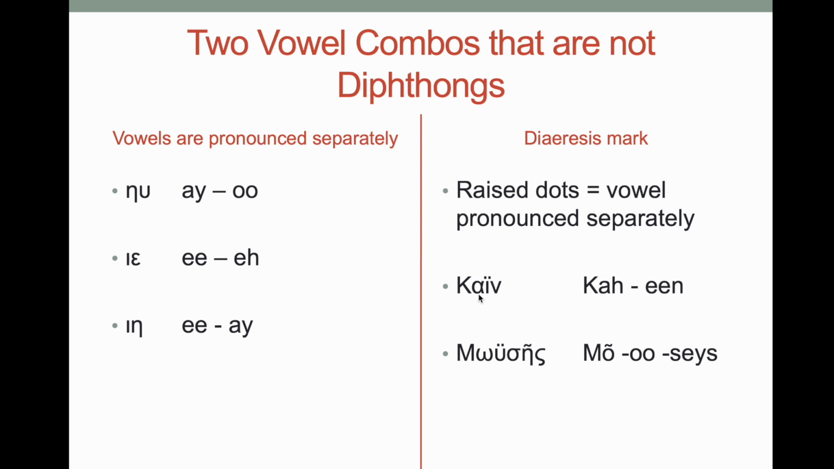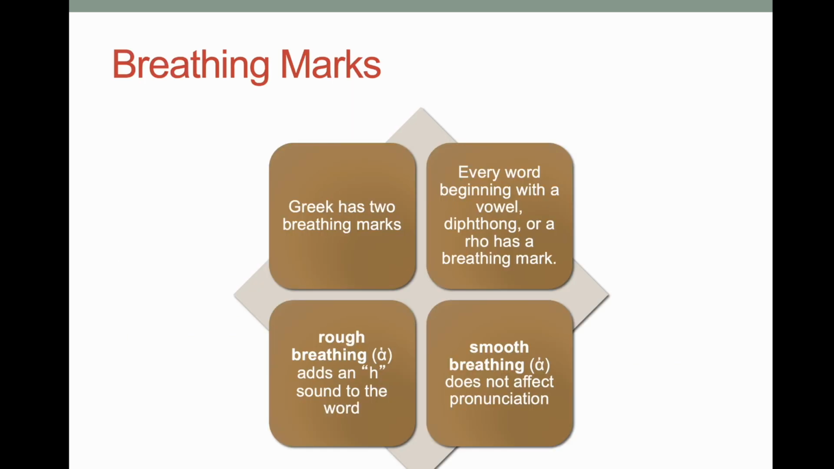So Ka-in, Cain, okay? Or the word for Moses, okay? So what you see above the upsilon is two raised dots, a diaeresis, and so you would pronounce that Mo-u-ses. There are two kinds of diacritical marks, important diacritical marks in Greek words, and they're called breathing marks.